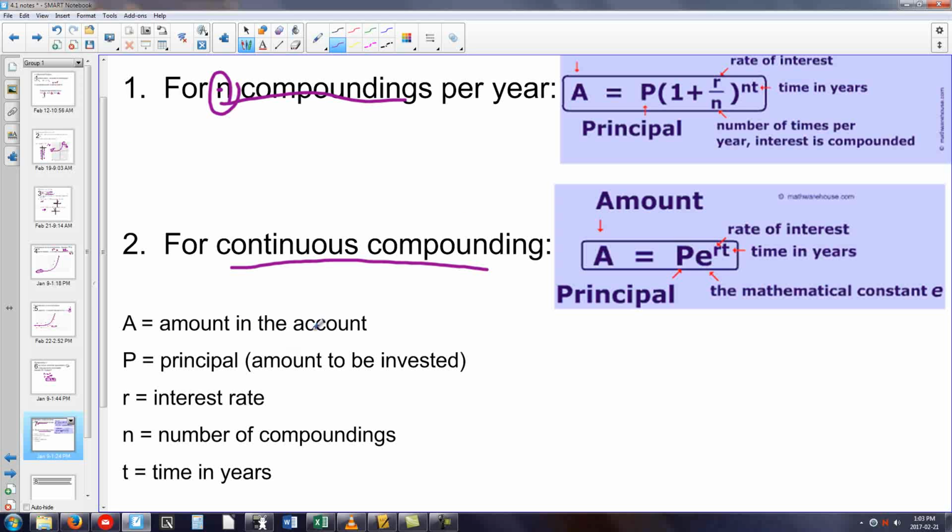In the equations, A always is the amount in the account. P is the principal. I like to also think about it as what was put in the account. The interest rate, of course, needs to be changed from like 8% to 0.08, and n is the number of times we compound. In this equation, we use n twice. Down here, when it's compounded continuously, we don't use an n. The e takes the place of all of that. And then t is the time in years.